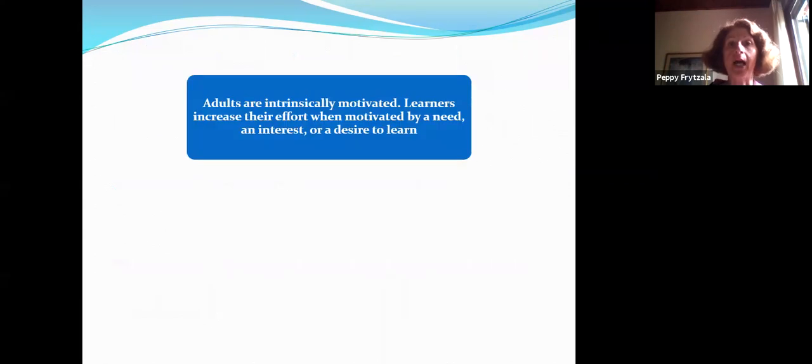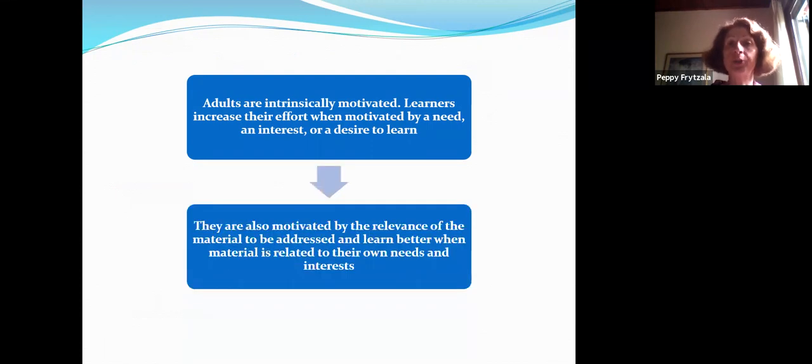Now, adults are intrinsically motivated, as we saw before. Learners increase their effort when motivated by a need, an interest, or a desire to learn. This is what we already know. They're also motivated by the relevance of the material to be addressed and learn better when material is related to their own needs and interests.